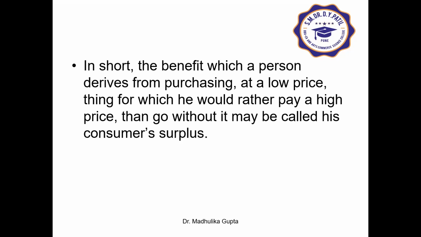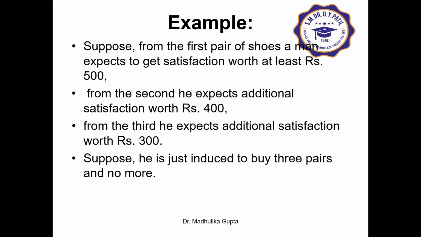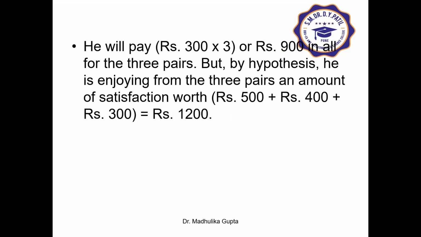So, in order to give definiteness to our idea, let us take the example of shoes, right? Suppose from the first pair of shoes, a man expects to get satisfaction worth at least rupees 500. From the second, he expects 300. But suppose he is just induced to buy 3 pairs and no more. So what will he do now? Since in the market there cannot be more than one price, the price which he pays for each pair is measured by that of the marginal pair, that is rupees 300. So he will pay 300 into 3, or rupees 900 in all for the 3 pairs.